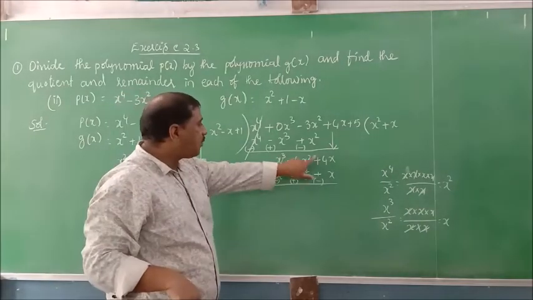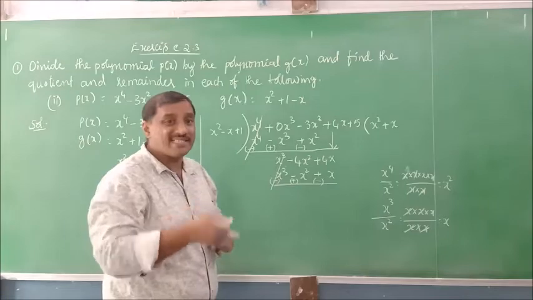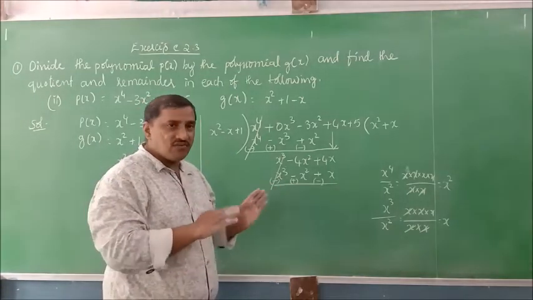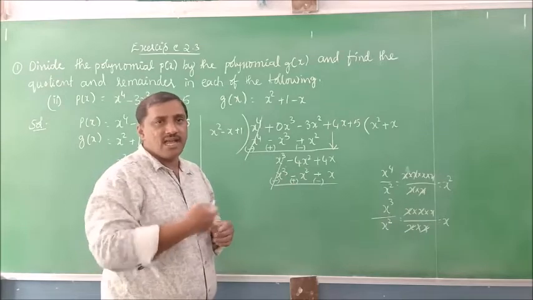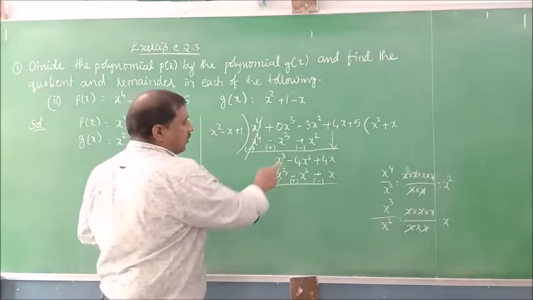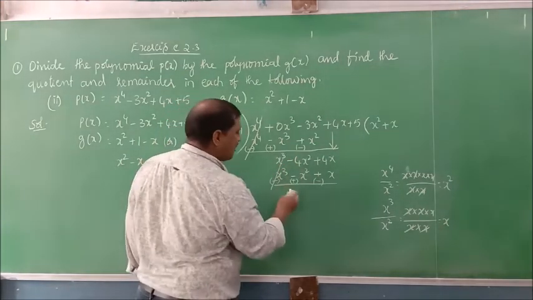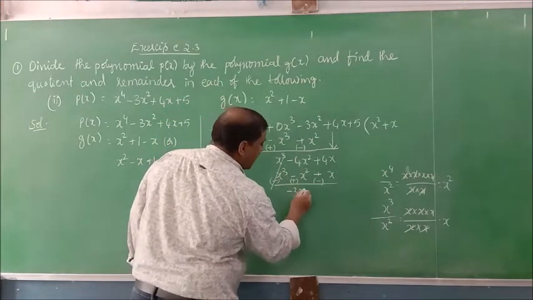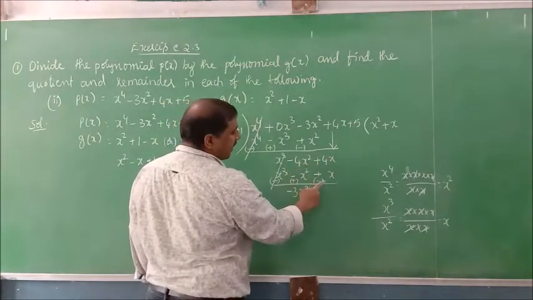Now minus 4x square, this is plus x square. Plus x square means plus 1x square. So subtract, different signs are there, minus 4 and plus 1. Subtract the numbers and take the greater number's sign. So 4 minus 1 is 3. 4 is the bigger number, it is having the minus sign. Therefore it is minus 3x square.